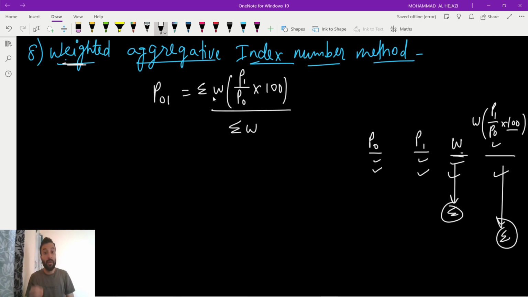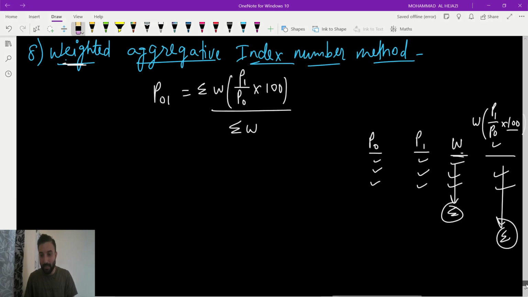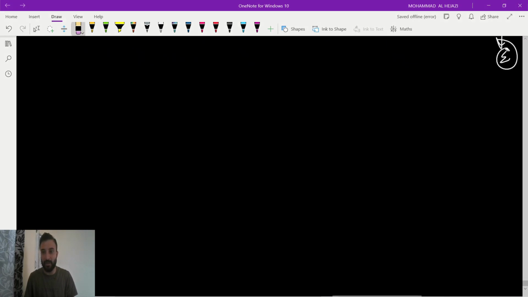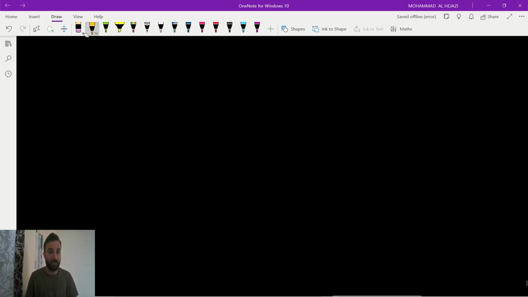Many students will do summation of W into this. No, first you have to find the P1 value divided by the P0 value, multiply with 100, and then multiply with W. That you write here, and the summation is here. Yes sir. So these are the 8 methods for the price index number. And the same thing we will write for the quantity index number.